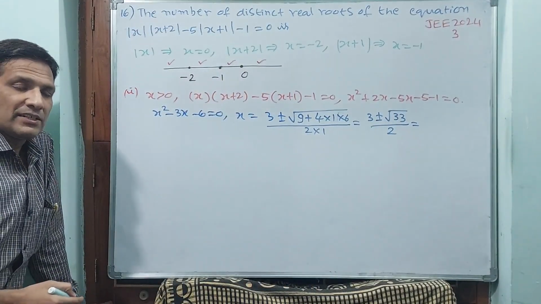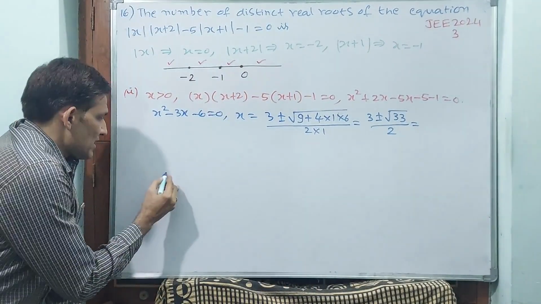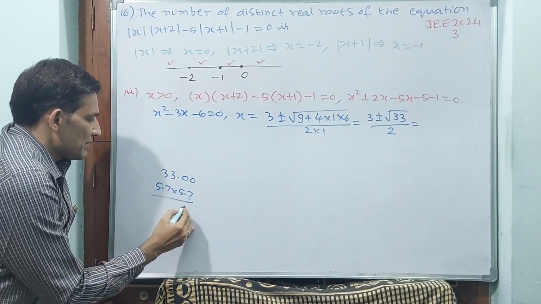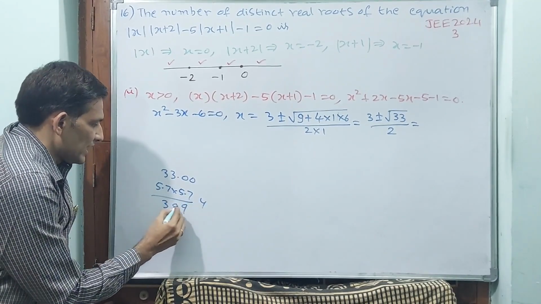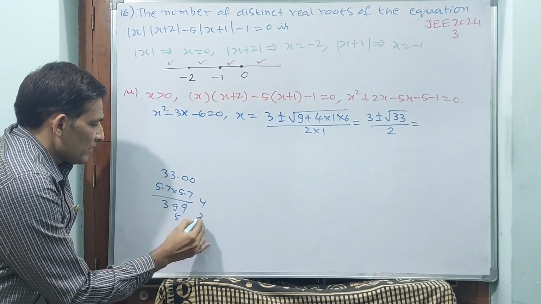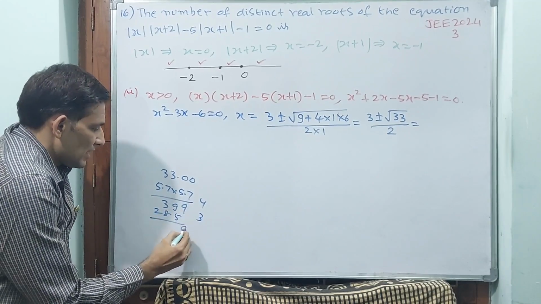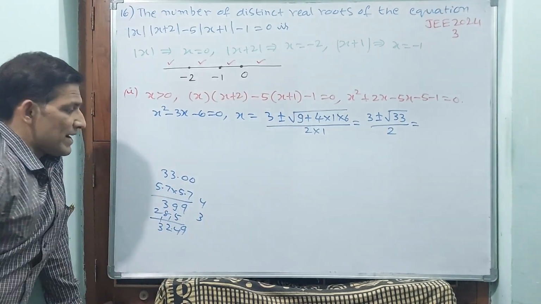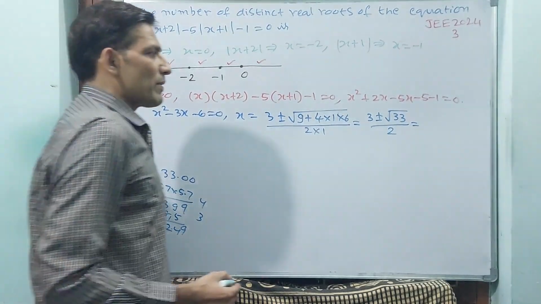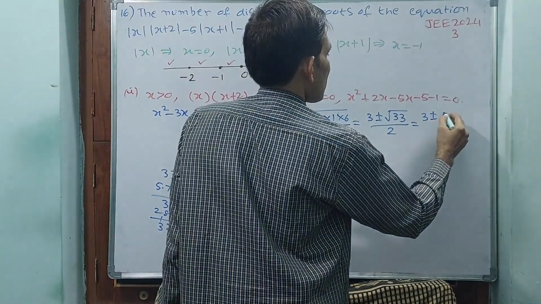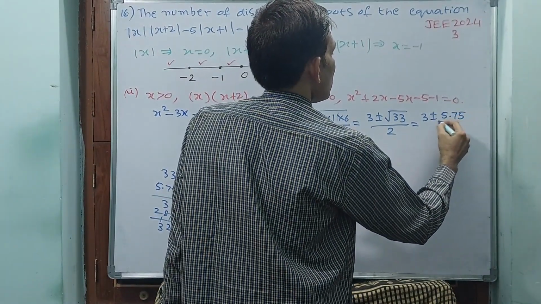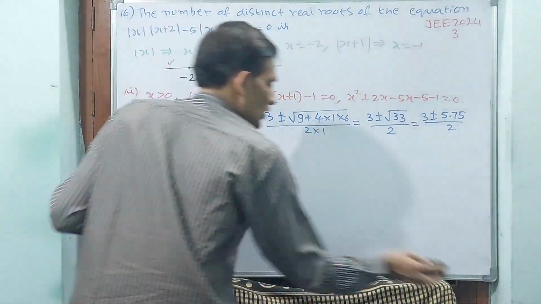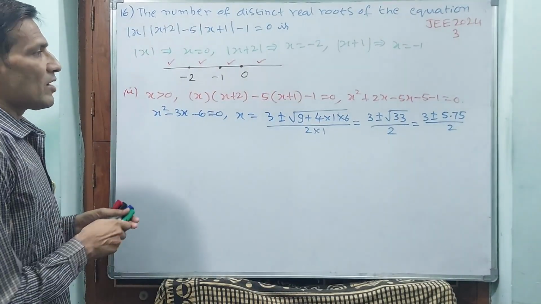See, 36 is 6 squared and 25 is 5 squared, so it has to come around 5.7. Okay, 5.7 into 5.7 gives about 32.49, close to 33. I am taking 5.7. Or else shall I take 5.75? 5.75. So 3 plus or minus 5.75 divided by 2. See, unless you know this is square root of 33, you are unable to come to a conclusion. That is why I have written that.